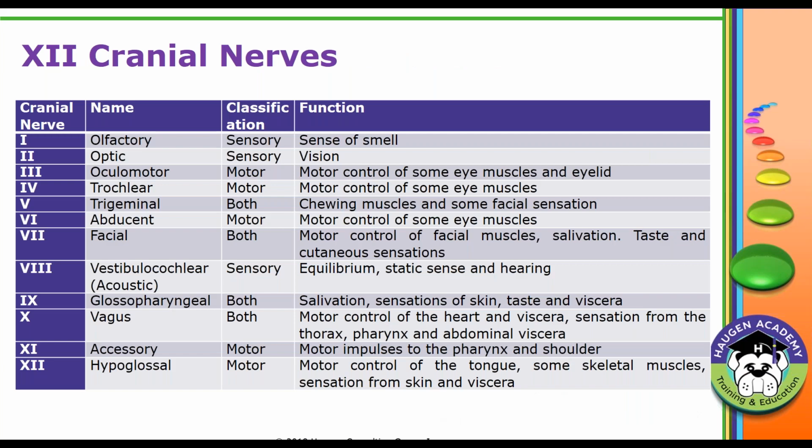And then on the next slide, I just kind of put the cranial nerves here for reference, but you can see the different cranial nerves and what they do.